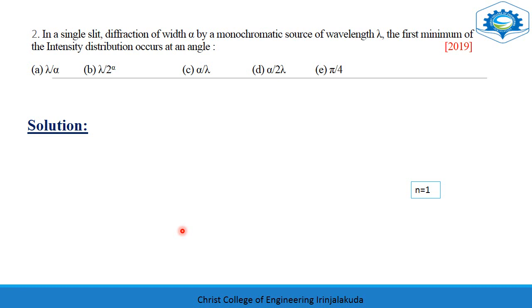Next question. In a single slit diffraction of width alpha by a monochromatic source of wavelength lambda, the first minimum of the intensity distribution occurs at an angle. These are the given options. This is a question from single slit diffraction. This is the required equation. A sin theta is equal to n lambda.